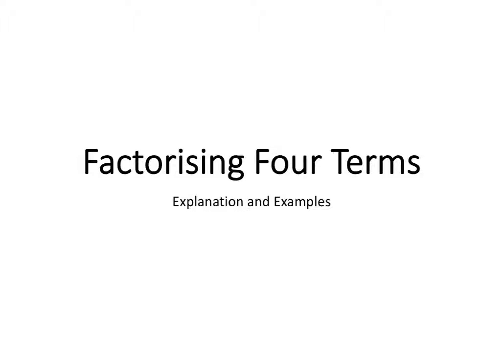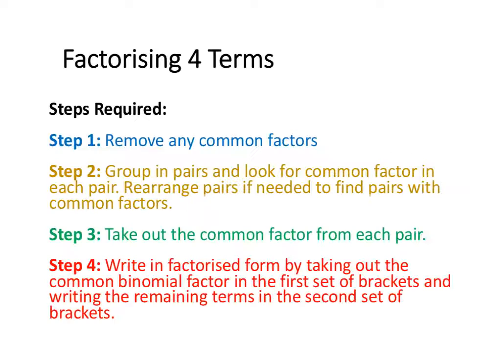In this video, we're going to have a look at how we factorise expressions that involve 4 terms. Looking at the steps required, the first step is to remove any common factors that are in all 4 terms. The second step is then to group each pair and then look for common factors within each group. Rearrange the pairs if needed to make sure you've got 2 pairs, each with a common factor.